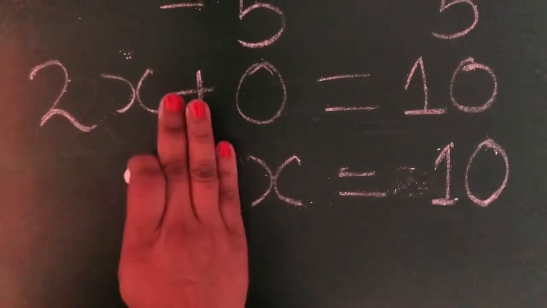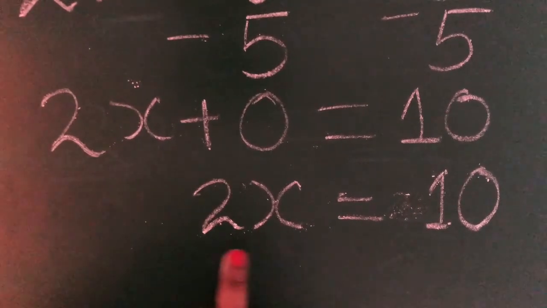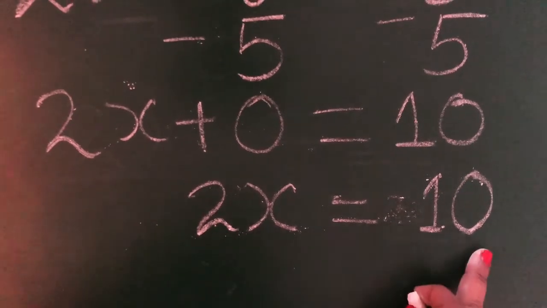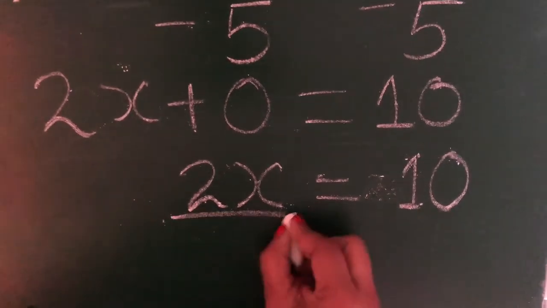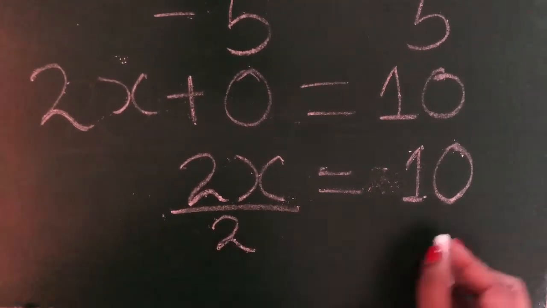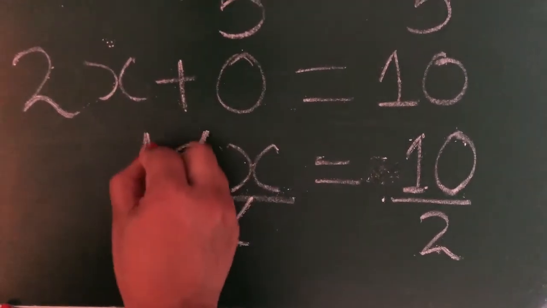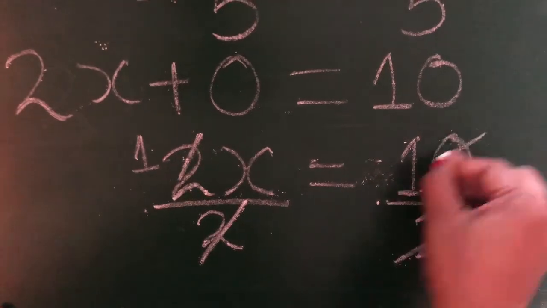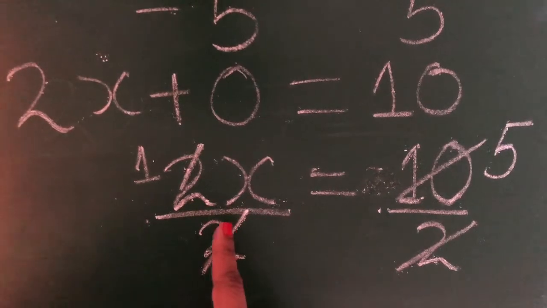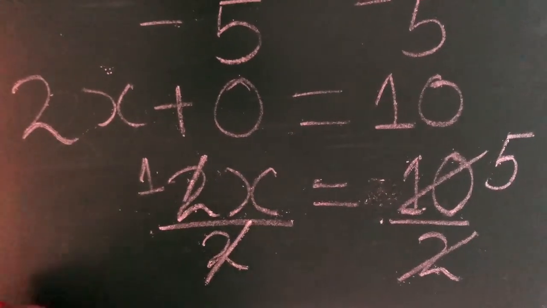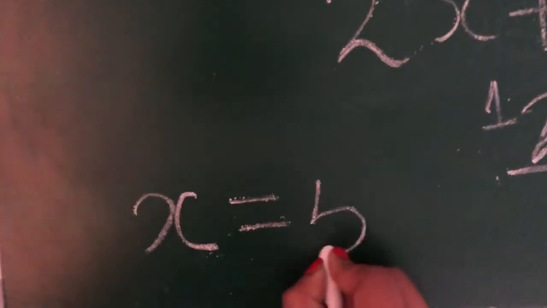So if I want to get rid of this 2, what should I do? I have to divide so that I will get 1 here. Similarly, I have to do the division on the other side. So I am going to divide here by 2 and here also I am going to divide by 2. So 2 and 2 cancel out and it becomes 1, and 2 and 10 cancel out and I get 5. So what do we get here? 1 times x is nothing but x. So the answer we get is x is equal to 5.